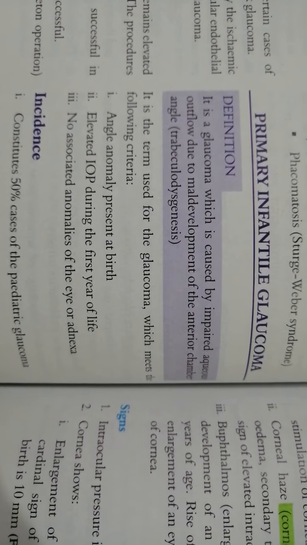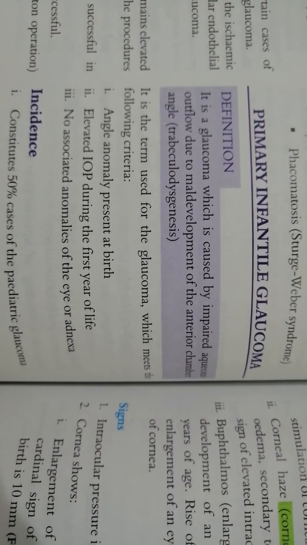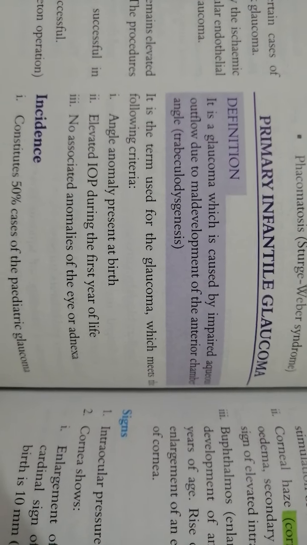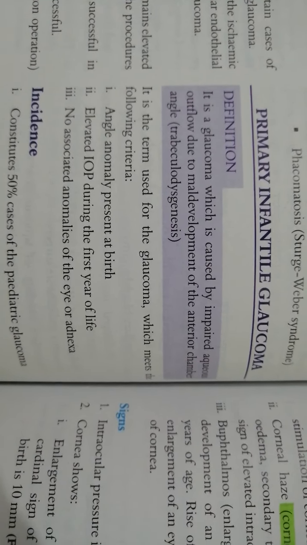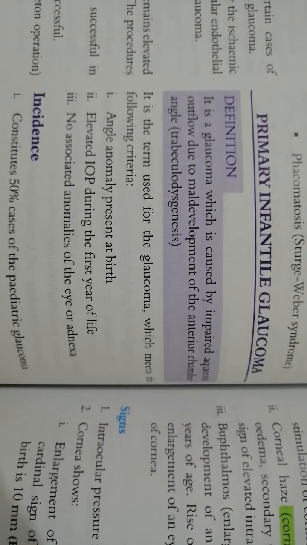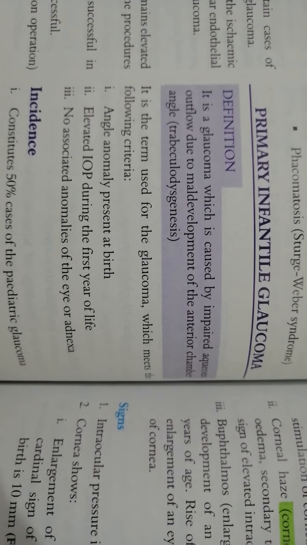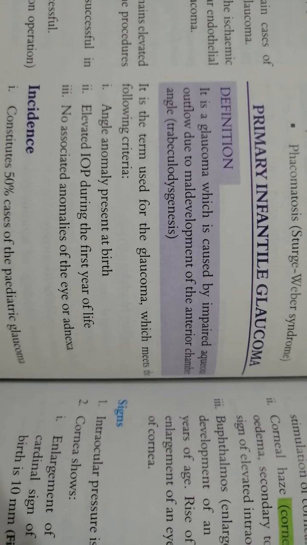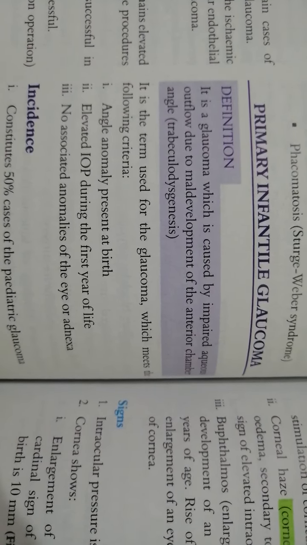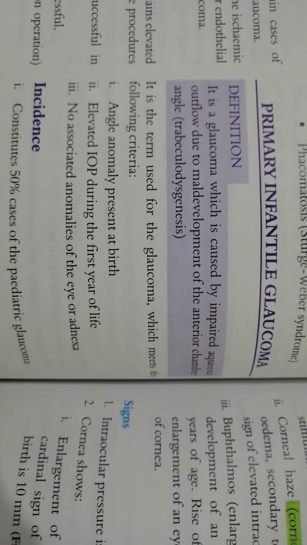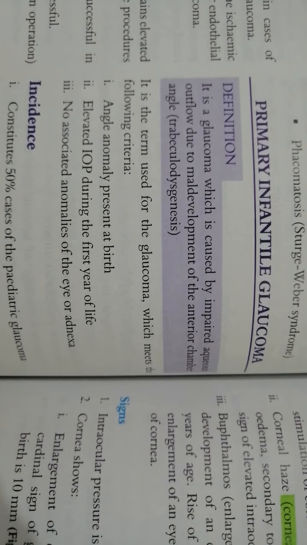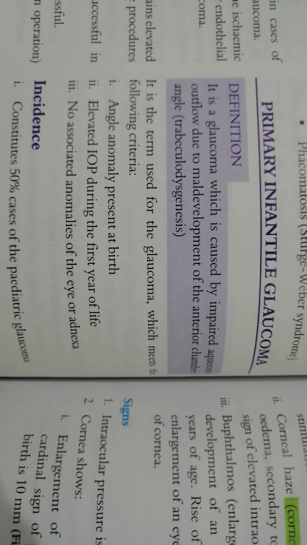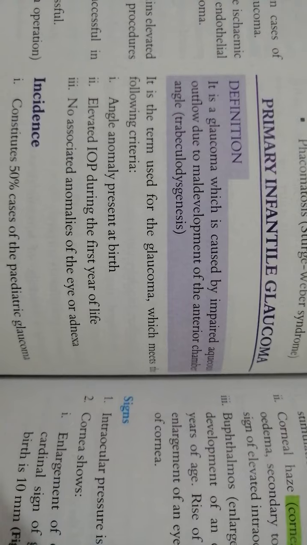So let's talk about primary infantile glaucoma, which is one form of congenital glaucoma. So what is the definition of primary infantile glaucoma? When the rise in intraocular pressure occurs within the first 3 years of life, we term it primary infantile glaucoma, and this particular time duration is very important, and the importance will become clear as we proceed with this topic.